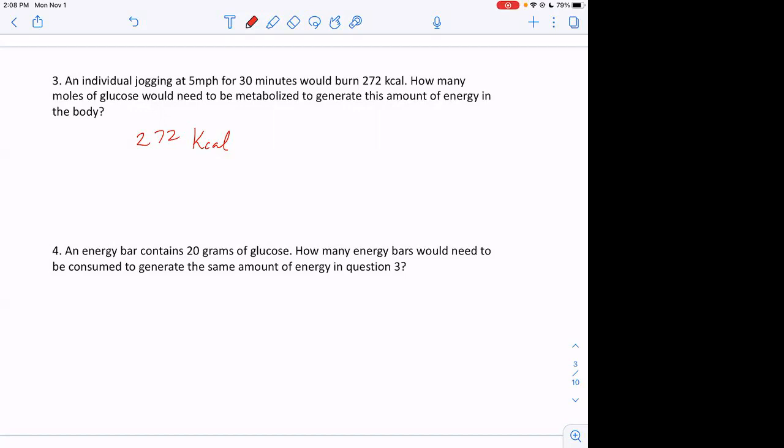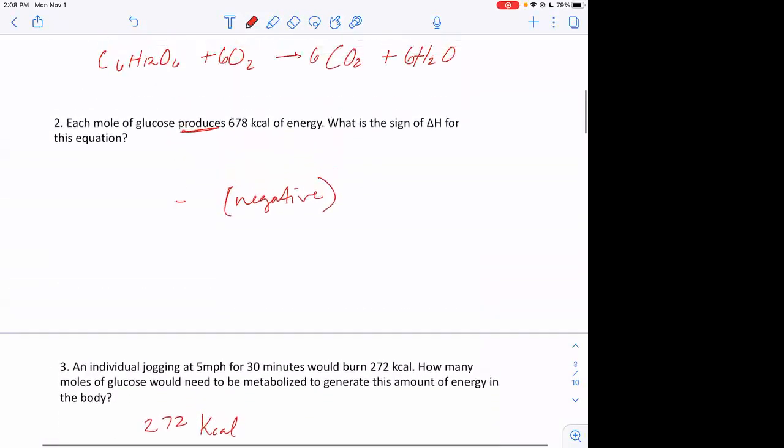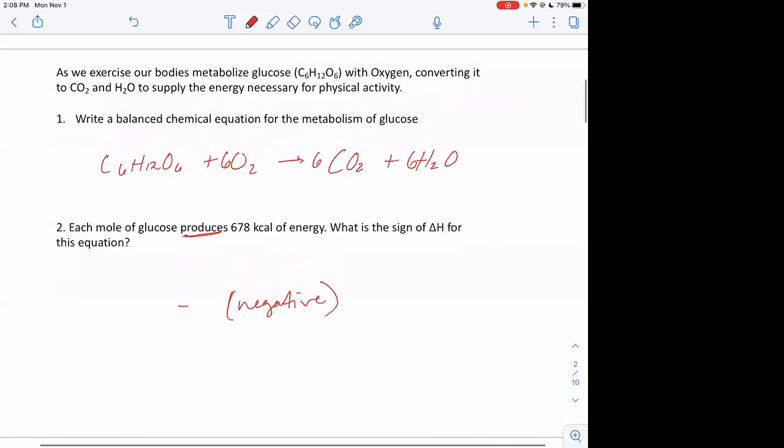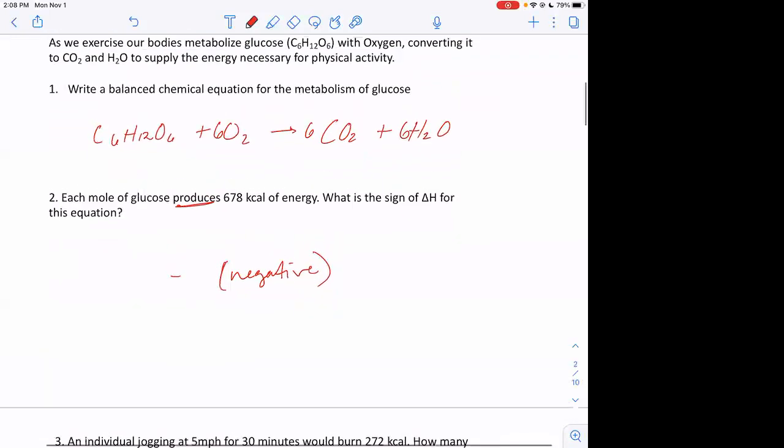Do we have kcal glucose? We need something from this problem up here. Actually, we need information from this page right here. We need to derive a relationship between kcals and moles of glucose. Because it says right here, each mole of glucose, how many is each? 1 mole of glucose produces that much energy. So if I metabolize 1 mole of this, I'm going to produce this number of kcals on this side.